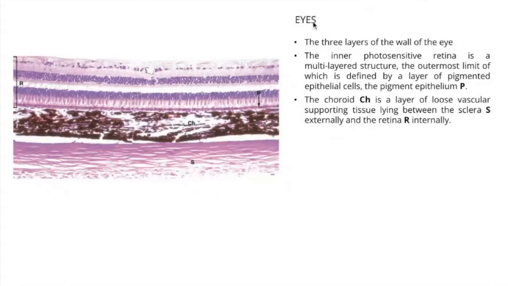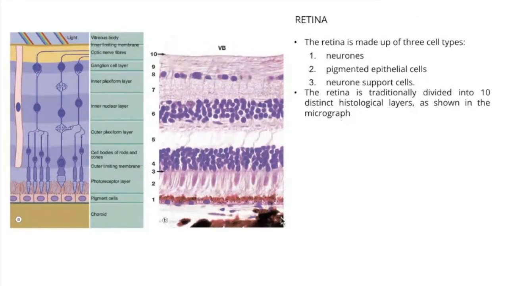And the eyes, there are 3 layers of the wall of the eyes. So the pigment epithelium, the choroid, the sclera, and also the retina. So different layers of the wall of the eyes. And also the 10 distinct layers of the retina. So the main types of cell are the neuron, pigmented epithelial cells, and also neuron support cells. There are 3 cell types, different cells working together that make up our retina. So that's all for the overview or examples of the tissue organization in our organ system.